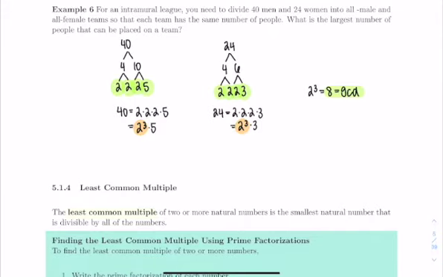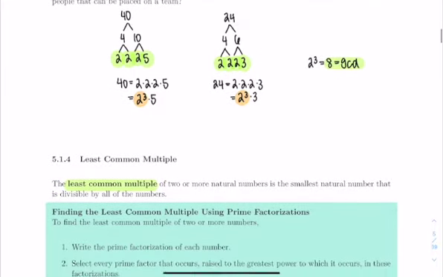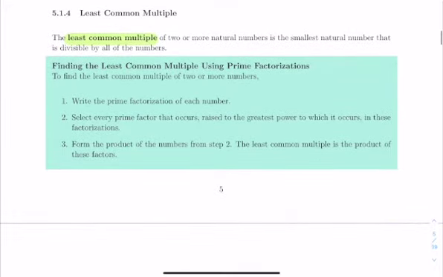Now, the least common multiple of 2 or more natural numbers is the smallest natural number that is divisible by all of the numbers. So we're going to write the prime factorization for each number. You're going to select every prime factor that occurs, raise it to the greatest power to which it occurs in these factorizations, and then you're going to form the product of the numbers from step 2. So they start off the same, but they end a little bit different. So let's go ahead and find the least common multiple of 144 and 300.